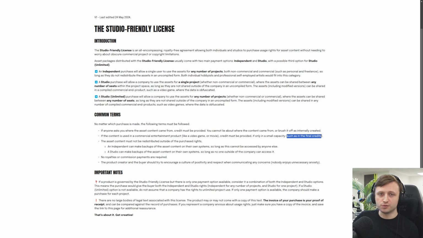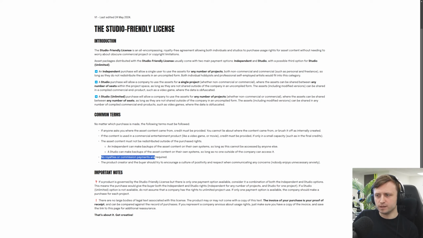This is not a new concept. Licensed products and services are often put into the credits at the end of games and films, so that should be easy to integrate into your workflow. As we stated, the asset content must not be redistributed outside of purchased rights. An independent user can make backups of the asset content on their own systems as long as this cannot be accessed by anyone else, and a studio can make backups of the asset content on their own systems as long as no one outside of the company can access it.